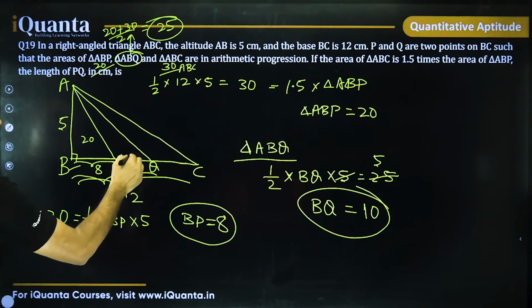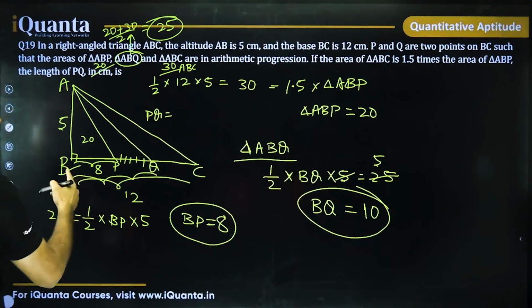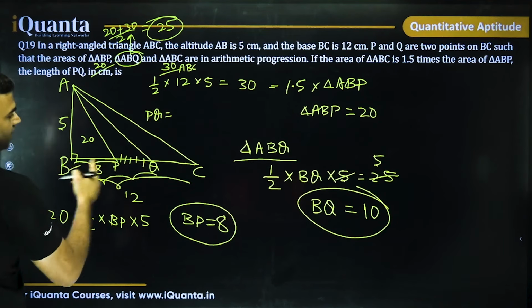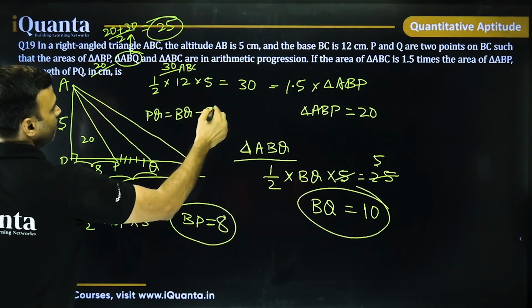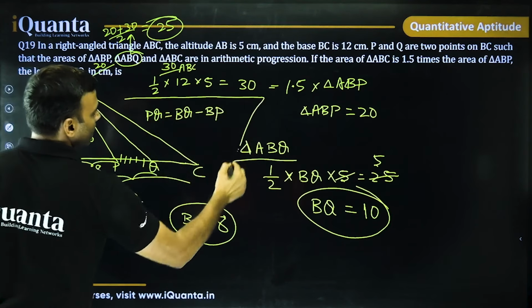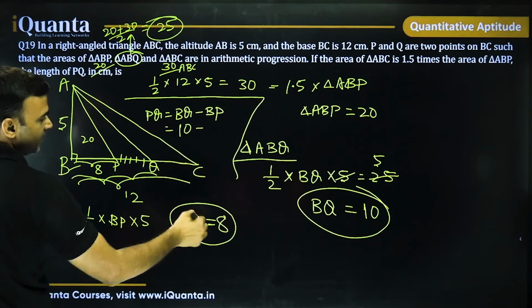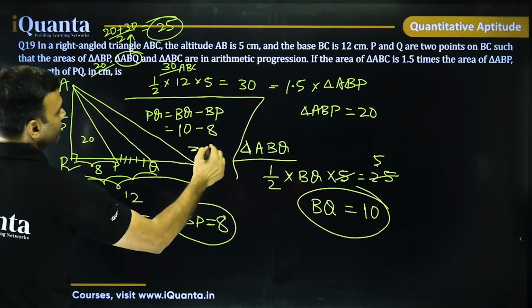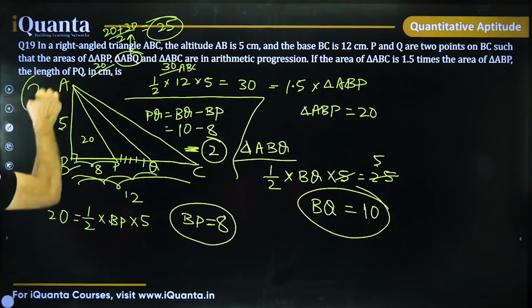We need PQ. So you see, this PQ is BQ minus BP, right? So BQ is 10, BP is 8. So 10 minus 8, that is 2 centimeters. So the answer of this question is 2, okay?